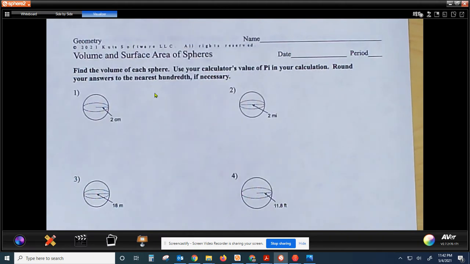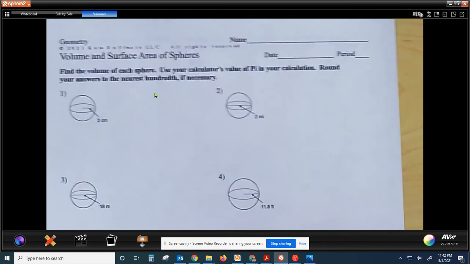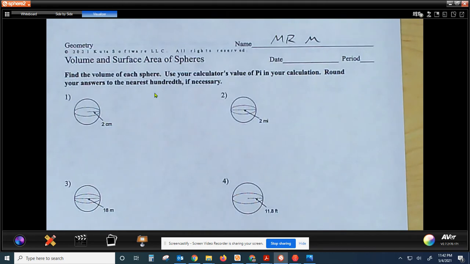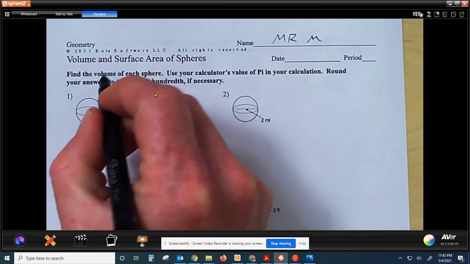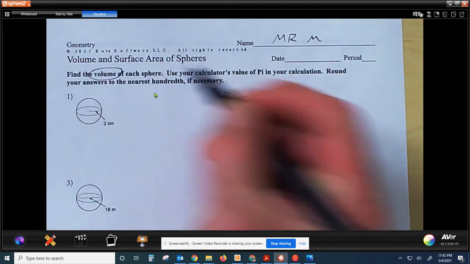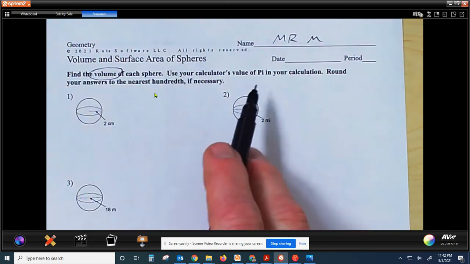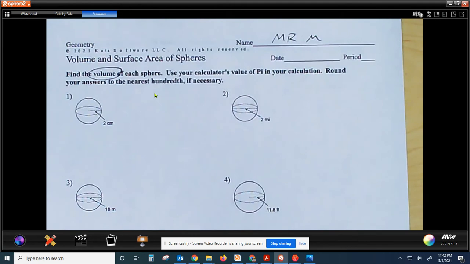All right, here I am, top of the page. I'm going to put my name on it in case I lose it. Somebody will find it for me. I'm going to find the volume of each sphere here on the front page. I'm going to use calculator's version of pi. And I'm going to answer to the 100th, 2 decimal places to the right, if necessary.